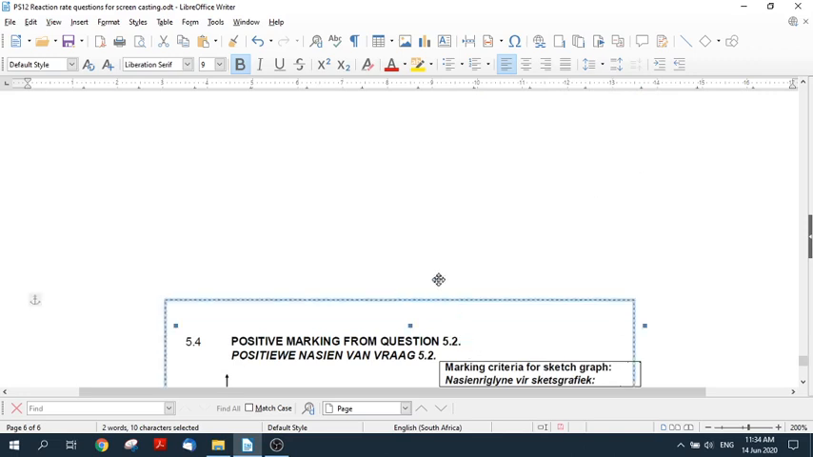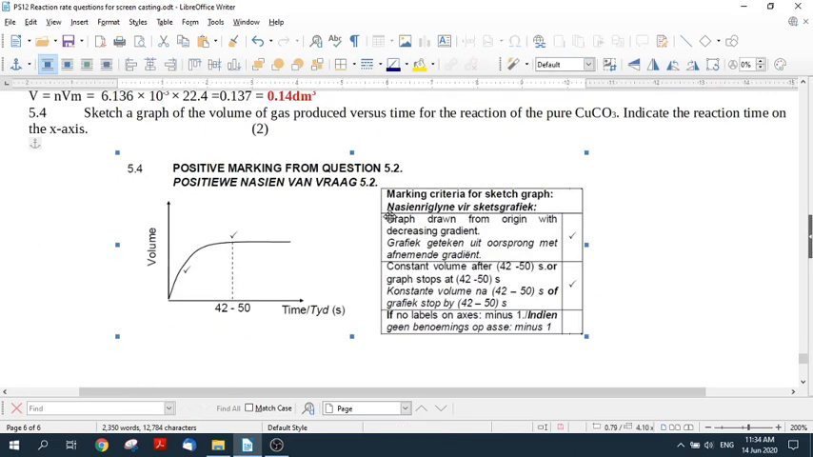So here's the answer from the memo here. If you have a look here, it starts at 0, 0, which is not labeled. You've got volume on the one axis because it says to show the volume of gas versus time. So volume goes here, time goes here, and then they've written here 42 to 50. It's based on whatever your answer is. If we said 44, there must be a vertical line going to 44, and you must have this curve going up and then slowly flattening, and then being completely flat after 44 seconds, a constant volume.